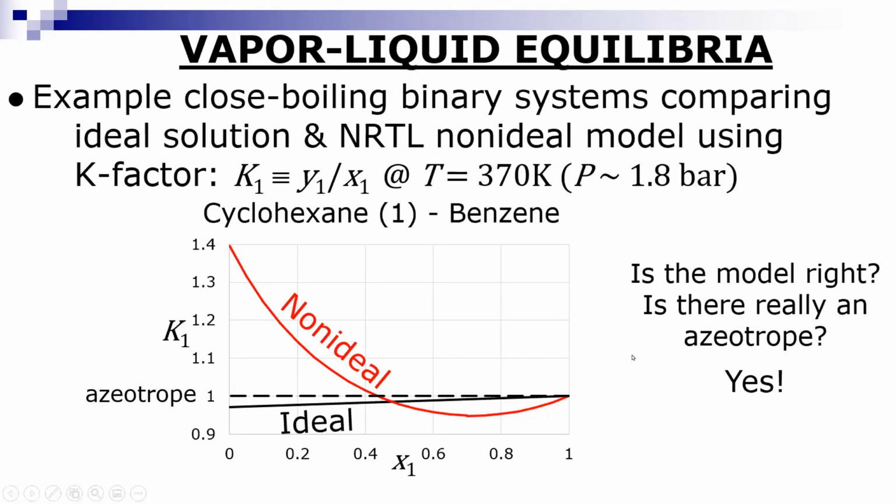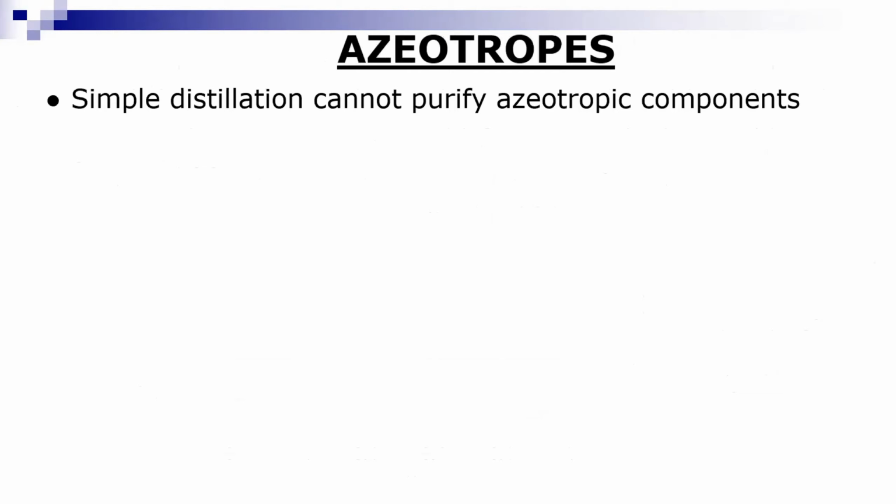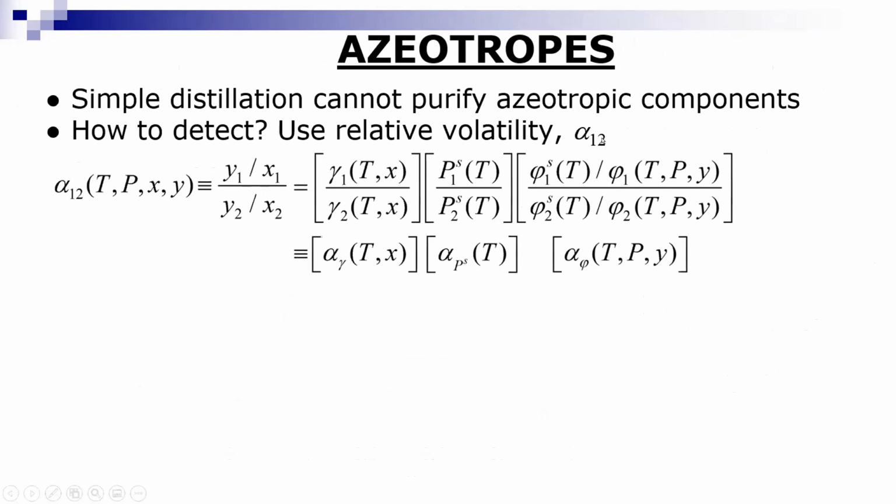Well, let's talk about criteria for an azeotrope, because we'd like to know as much ahead of time as possible about whether we're going to get an azeotrope or not. So simple distillation cannot purify azeotropic components. So how do you detect it? Well, I suggest looking at the relative volatility, and I'm sure Rafiq talked about the relative volatility as a quantity. It's defined as the ratio in a binary between two components, the ratio of vapor to liquid mole fraction of component 1 to component 2.